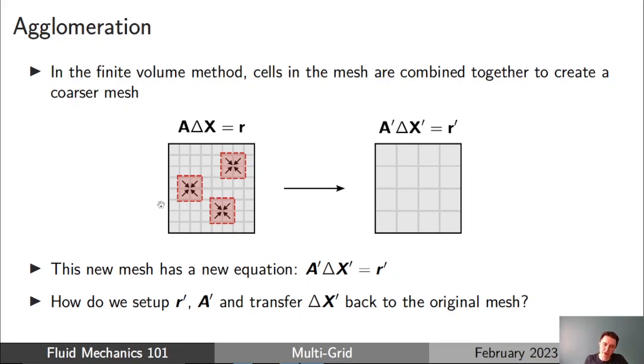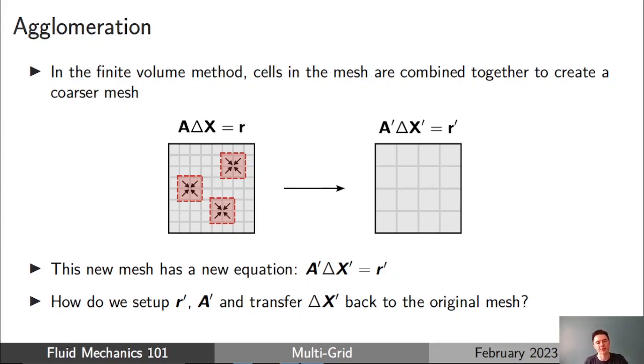So I'm going to address this question of transferring from the fine mesh to a coarser mesh in terms of how do we set up r' and A' on the new mesh, and when we've calculated Δx', how do we transfer that back to the original mesh?